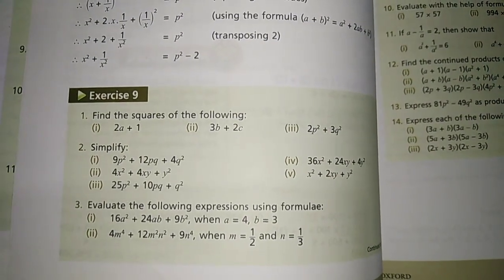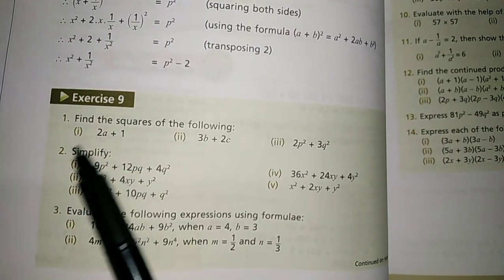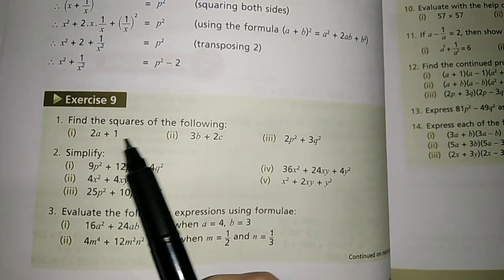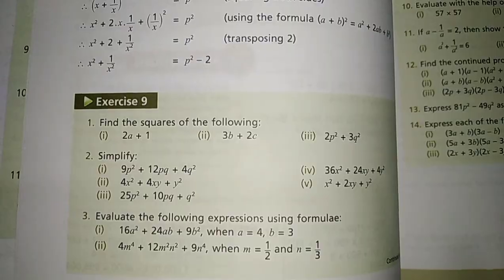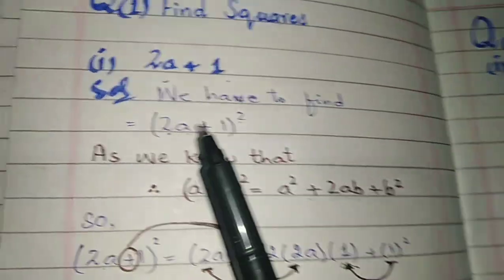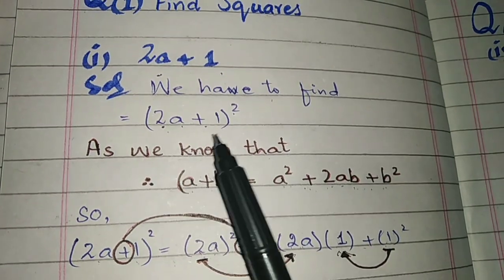Alright students, now we have to start our exercise number 9. Question number 1 is find the squares of the following. There are 3 parts. The first part is 2a plus 1. So we have to find the square of 2a plus 1.